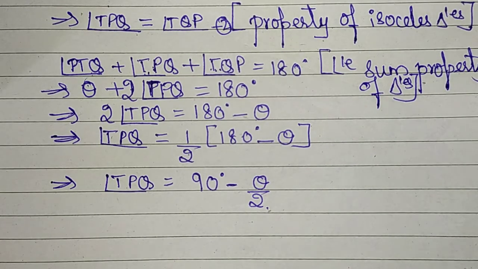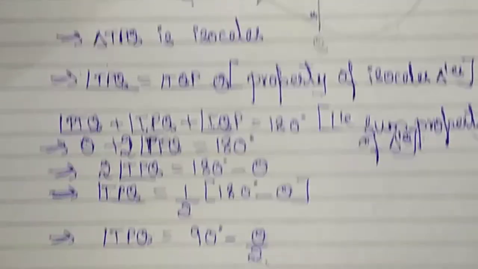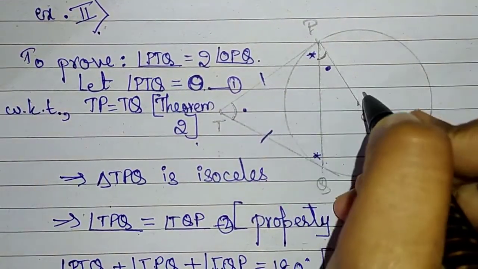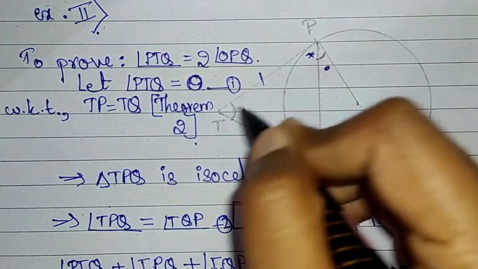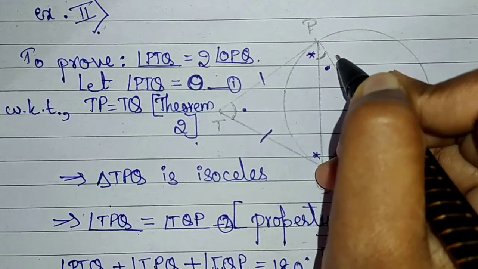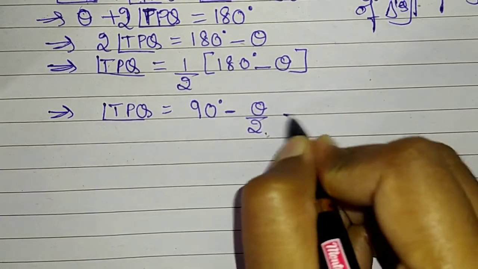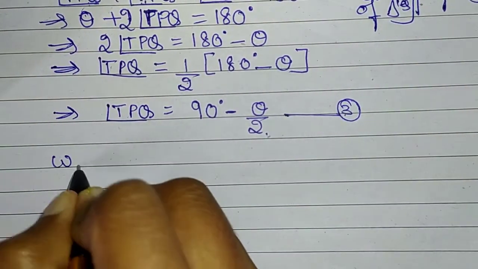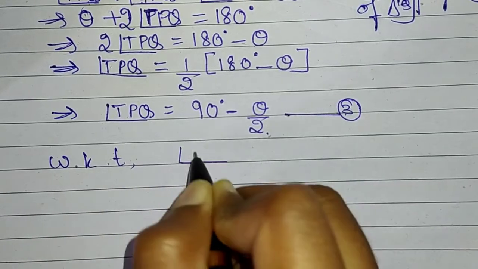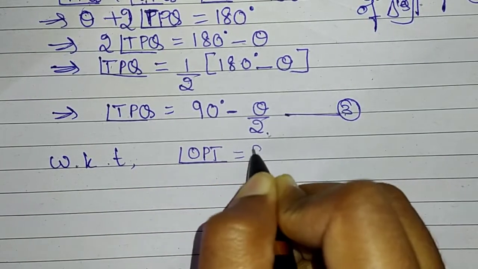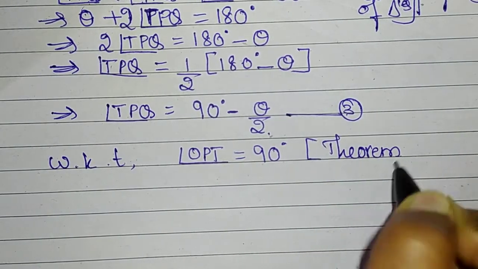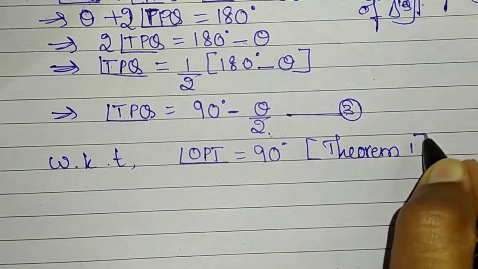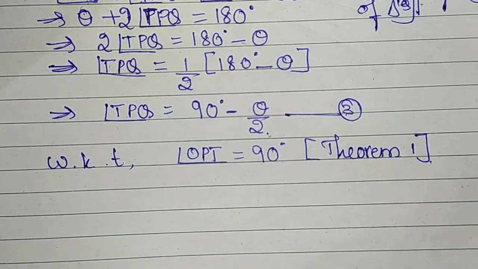Also from the first theorem we know that angle OPT is 90 degrees because OP is the radius and PT is the tangent. Therefore angle OPT is 90 degrees. Name this as result 3. We know that angle OPT is equal to 90 degrees from theorem 1. That says the tangent is perpendicular to the radius of the circle at the point of contact.